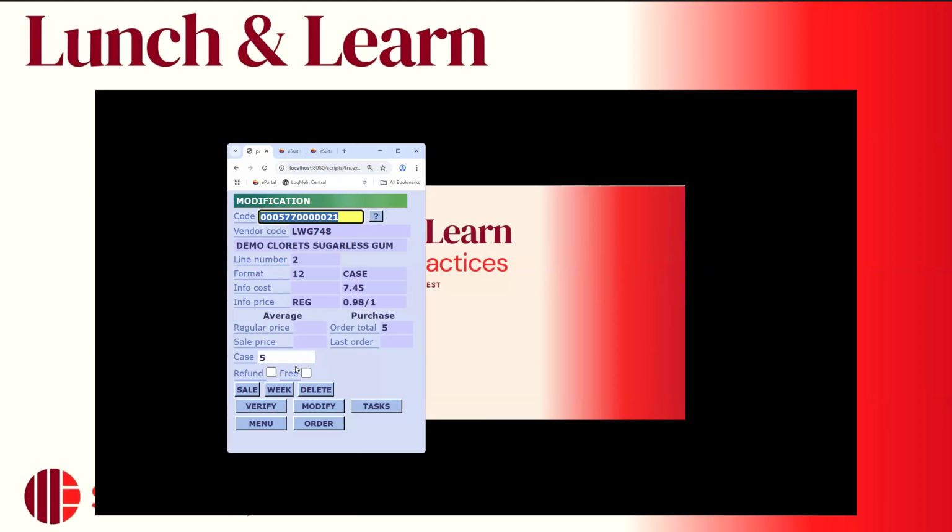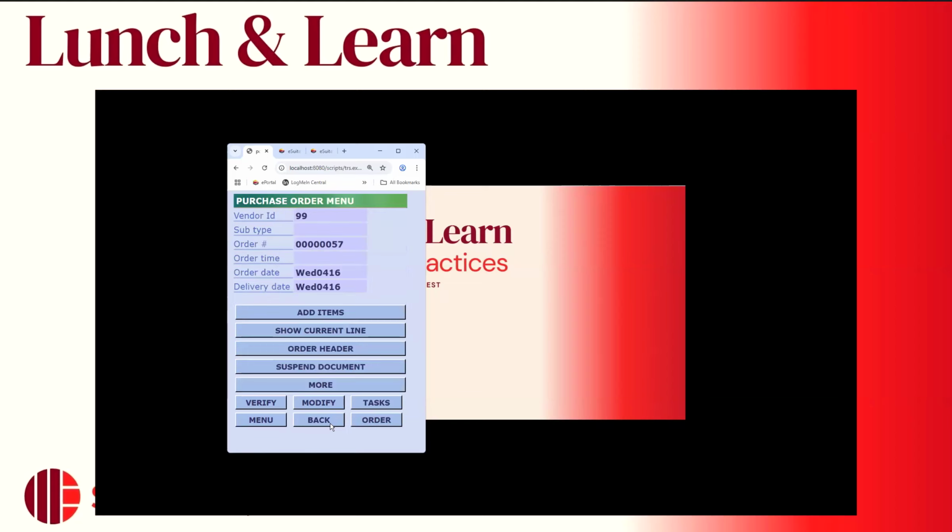Once they're complete, they've scanned all the items, they can go back down here to click on order. This will bring them back to the main order screen. And from here, you have a few options. You can show the current line, which, like I said, will show you the last line that you scanned. You can look at that order header again, which we went over. We can suspend the document, which doesn't close the document. It leaves it open so you can keep going back later and add more items, or somebody else can add more items to it.